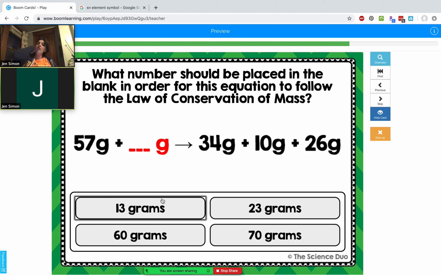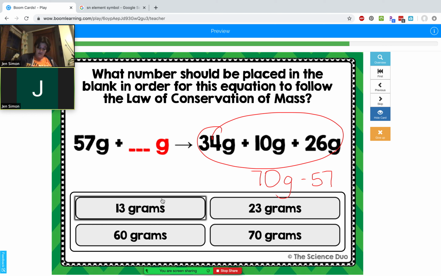Okay, so now this one with the law of conservation of mass is going to make us do a little bit more work. Okay, so I'm going to do 57 plus something equals what all of this over here is. So the first thing I want to do, because I am lazy, and I also want to make sure that I am not making any silly mistakes on my science with my math calculations, I'm going to do 34 plus 10 plus 26 on my calculator. And that tells me that that equals 70 grams. So now that I have a total for my product side, I can subtract the one reactant that I know. So 70 grams minus 57 equals 13 grams is what's going to go in that space with my red G.